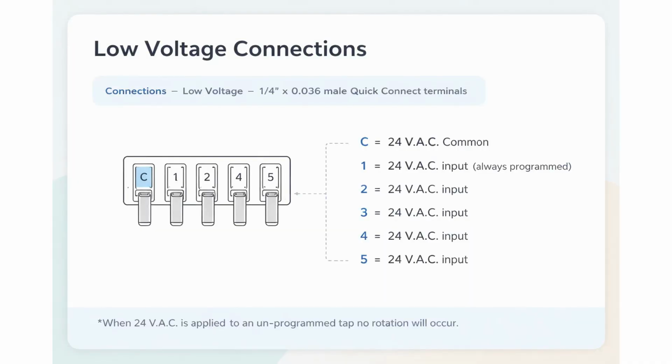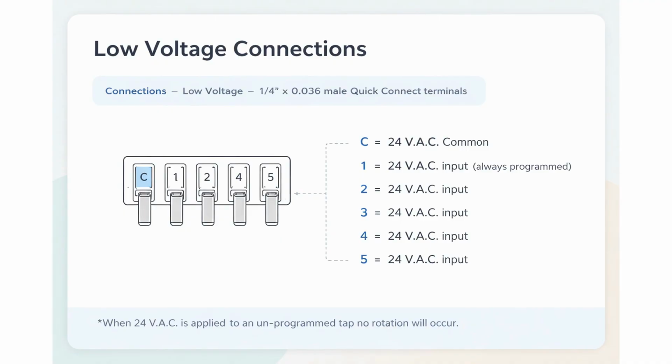If the motor suddenly runs when you do this, the ignition module is the culprit and must be replaced. Shifting focus to the CTM high-efficiency motor, the low-voltage connections utilize quarter-inch male quick-connect terminals. The C terminal is your 24-volt AC common. Taps 1 through 5 are inputs for 24 volts AC. It's important to note that tap 1 is always programmed from the factory.